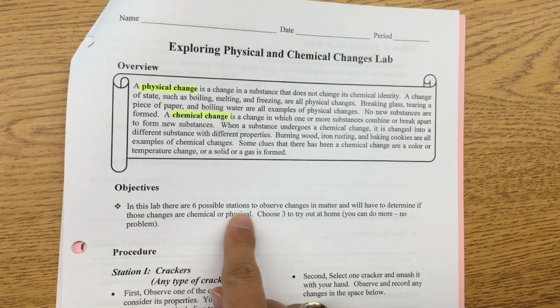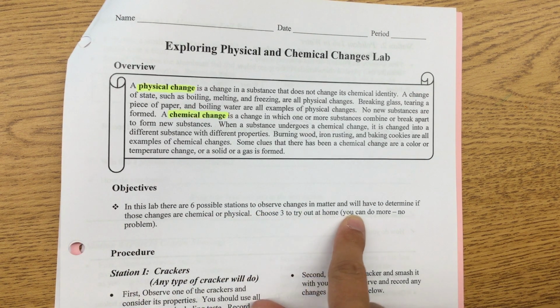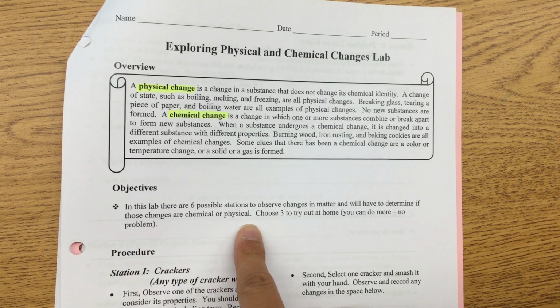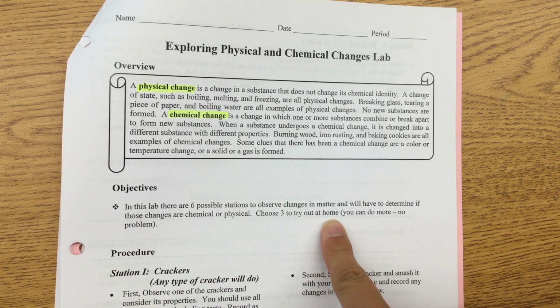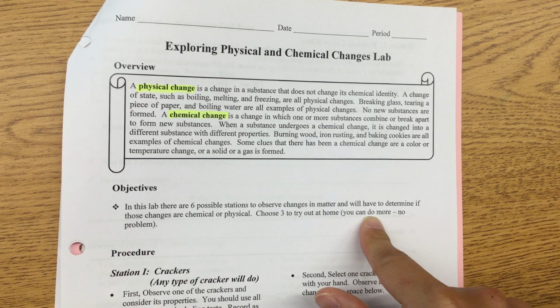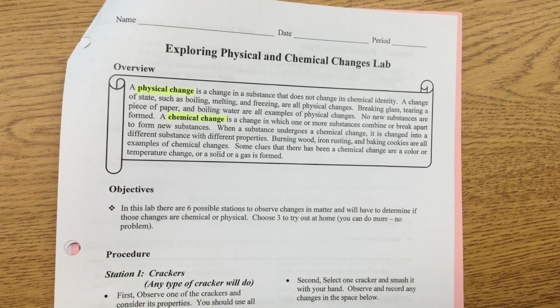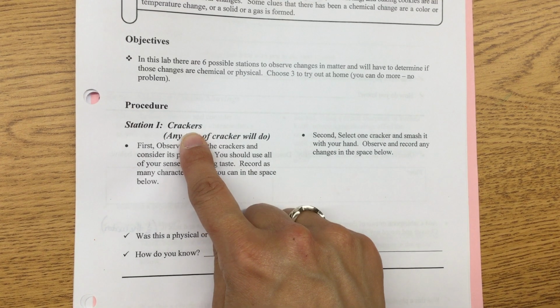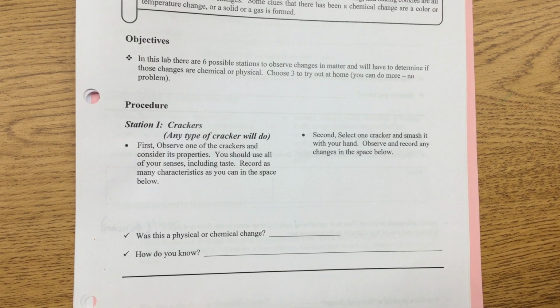In this lab, there are 6 possible stations to observe changes in matter, and we'll have to determine if those changes are chemical or physical. Choose 3 to try out at home. You can do all of them if you want, and I would encourage you to, but if you don't have all the materials, it's totally fine, okay? So I'm gonna walk you through them, and then off you go, okay? So first one, station 1 is the cracker, okay?